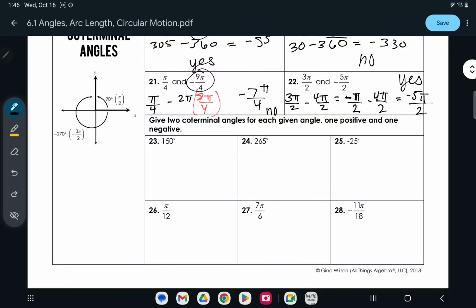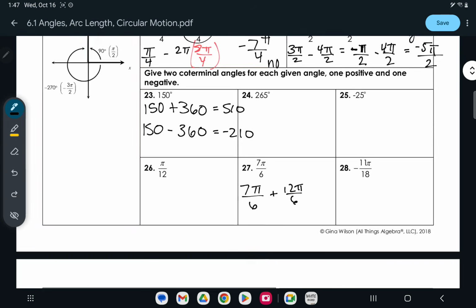All right, give two coterminal angles, one positive, one negative. That is as simple as taking 150, adding 360, and subtracting 360. So that would be 510 and negative 210. And we'll do one with the radian, so 7 pi over 6 plus 2 pi, which would be 12 pi over 6 to get common denominator. And 7 pi over 6 subtracting 12 pi over 6. So we get 19 pi over 6 and negative 5 pi over 6.